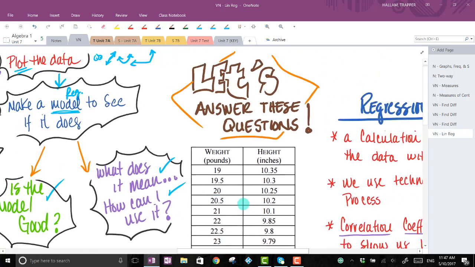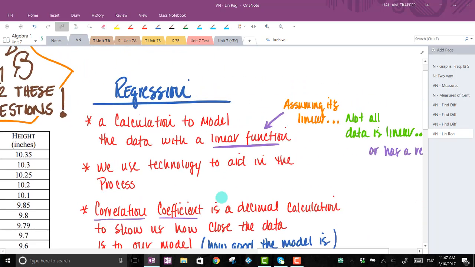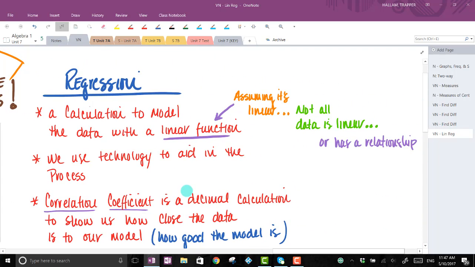Well, let's answer some of these questions. So let's talk about regression first. Let's define regression a little bit better. Regression then is to calculate a model of some data with a linear function. We're going to talk specifically about linear regressions right now, of course. We'll do the other regression types when we get to class.